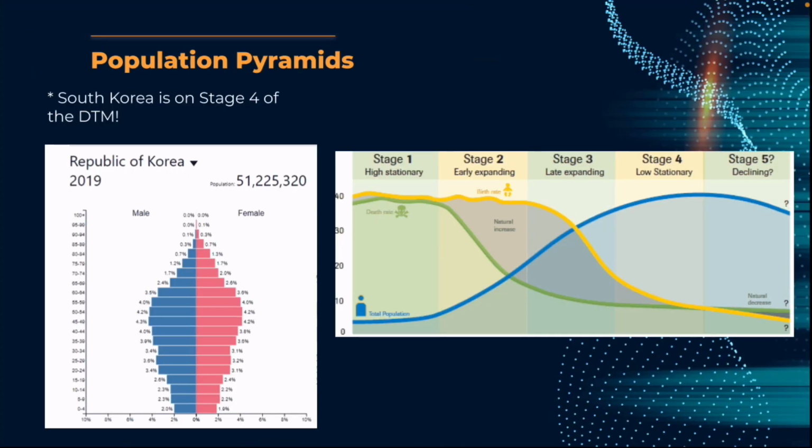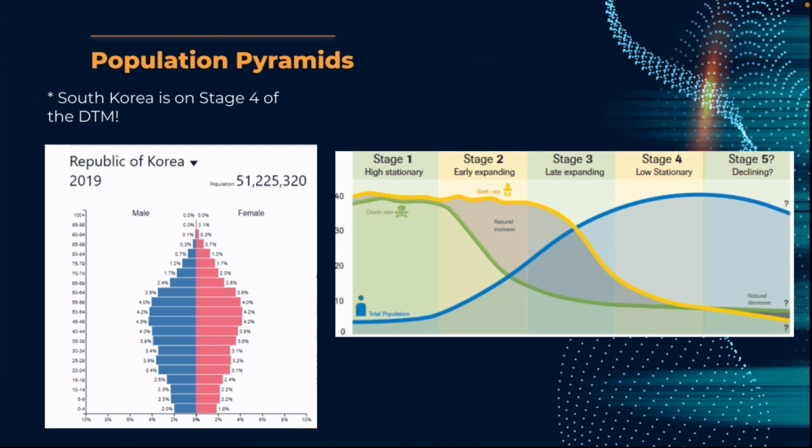If we look at the population pyramid of South Korea, we see a very small bottom showing a very low amount of birth rate, which we also saw in the previous slide with the graphs. And when we look at the larger middle part of the pyramid, that shows that there's a low amount of death rates. And we also saw that information on the graph on the slide before.